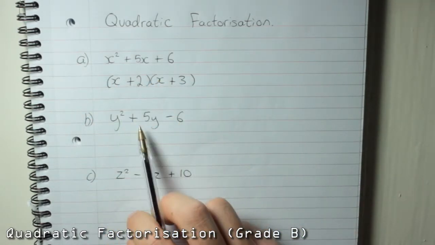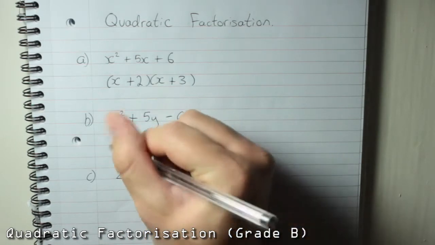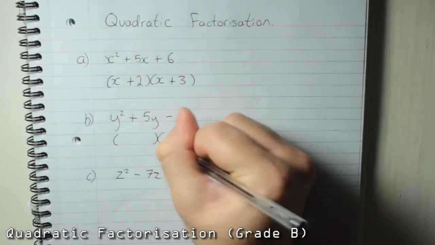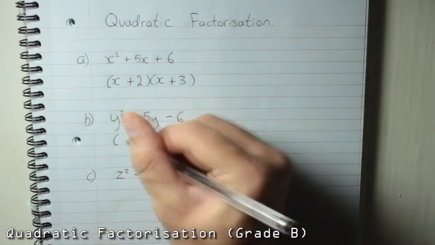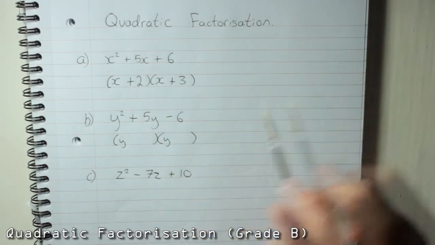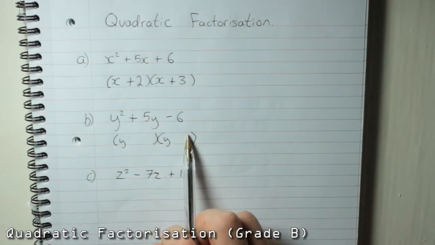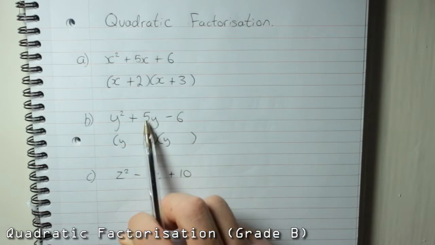slightly different, same basic principle. We've got a minus at the end though, we've got a negative 6, so I'm going to make my empty brackets. This time we've got a y squared at the front, so I'm going to put a y here and a y there. Again, two numbers are going to go here and here. They have to multiply to give minus 6 and add to give 5.